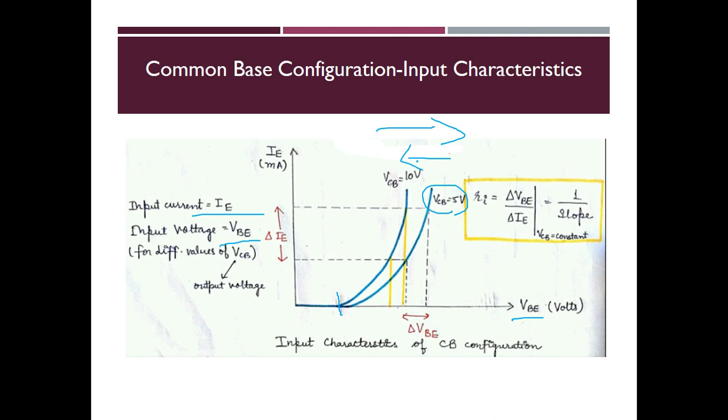So Ri is going to be the input AC resistance, that is equal to the variation in the base emitter junction voltage to the variation in the emitter current. That is going to be the reciprocal of the slope. This is the input characteristics.